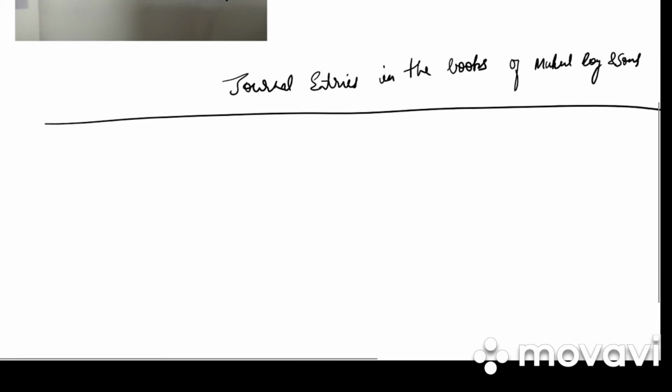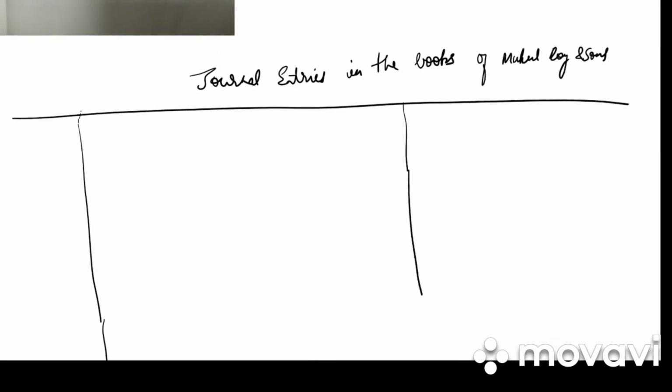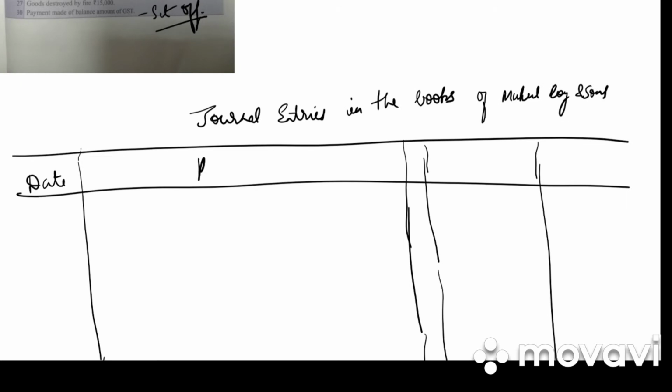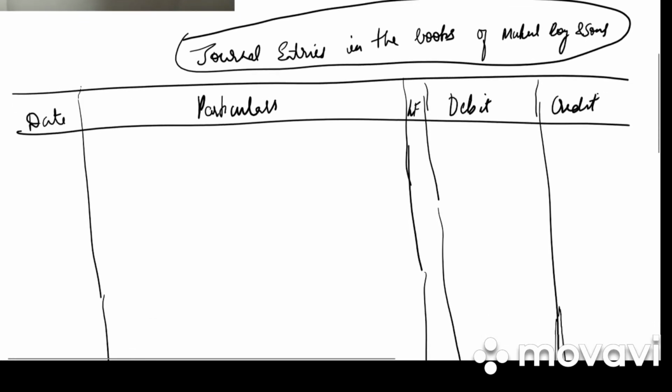So let us start. First we have journal entries in the books of Mukul Roy and Sons. So what is the format? We have date, particulars, LF, debit and credit. Please see the format properly, as in the exam most of them had made a mistake. Date, particulars, LF, debit, credit. In the exam it is compulsory to write the heading, which most of you had not written in your half yearly exam.